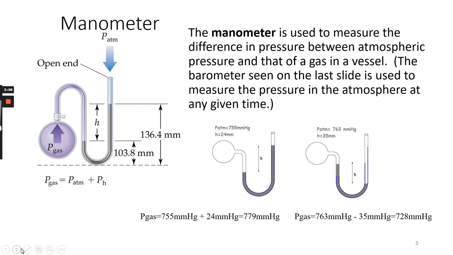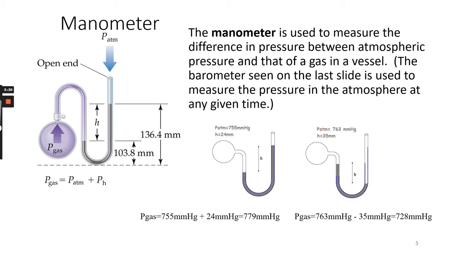Another way to measure pressure is called a manometer, and it uses the difference in pressures between the atmospheric pressure and a gas in a container or vessel. Okay, and by looking at the height of the mercury in your tube here, you could kind of determine the pressure. So how do we do that?